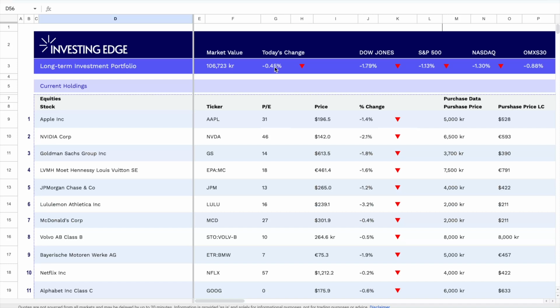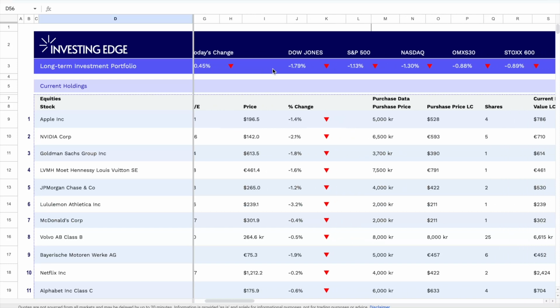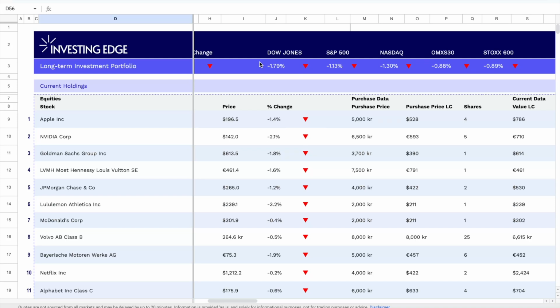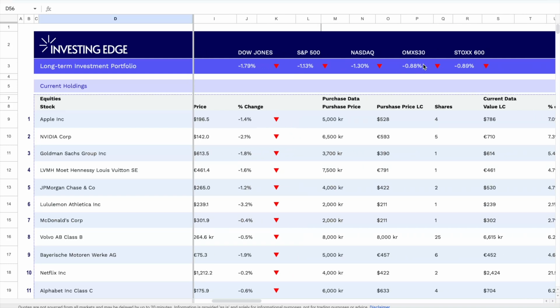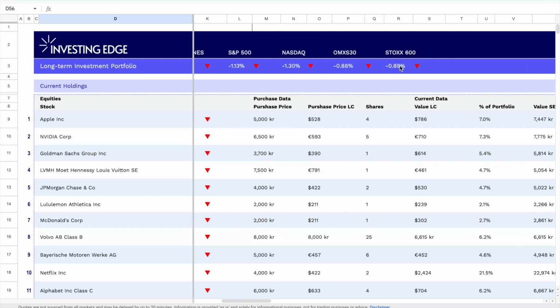Now this is important because this total change is currency adjusted, and I'll show you later on how important this is to keep track of. To the right, we have all the different types of indices that I like to look at. We have Dow Jones, the S&P 500, the Nasdaq, the OMX S30, so that's the Stockholm large cap index, and we have the Stoxx 600, right? So that's the European large cap index as well.